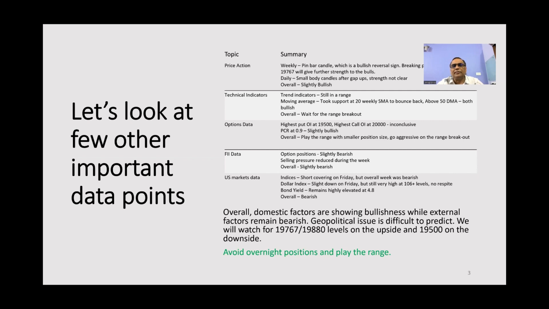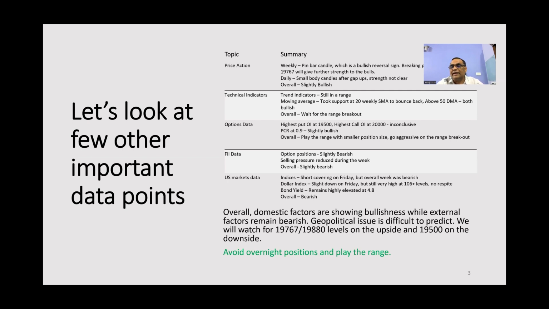If you look at the price action on the weekly chart, Nifty made a pin bar candle, which definitely is a bullish reversal pattern. If Nifty breaks 19,767, then that will give further strength to the bulls, and that is also corroborated by our neo wave analysis. On the daily chart, if you look at it, there have been gap downs and gap ups, but after the gap up or gap down, Nifty has been in a very tight range. So Nifty has formed small bodied candle. Very difficult to say which side we will see the strength. Overall, based on the price action, I would say that we are slightly bullish.